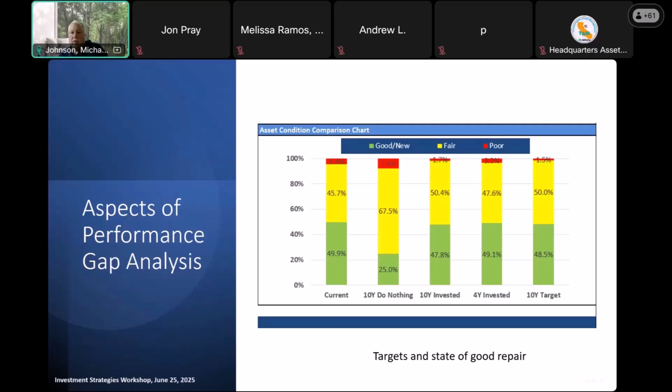And then the final set of columns on the far right is what are your established targets? So the target that has been established is 1.5% poor. This is the Caltrans target, 50% fair and 48.5% good. So even at the 10-year invested level, we are very close to where we want to be, but we're falling 0.2% short on the poor and about 0.4% short on the fair. So that's how you use the results of the performance targeting analysis tool to evaluate your investments.